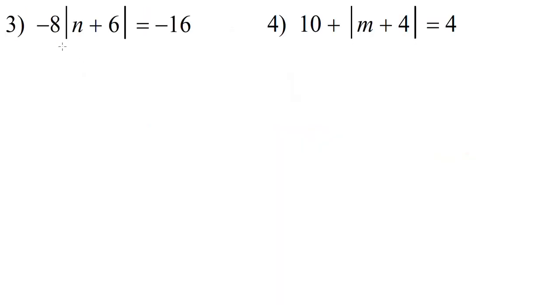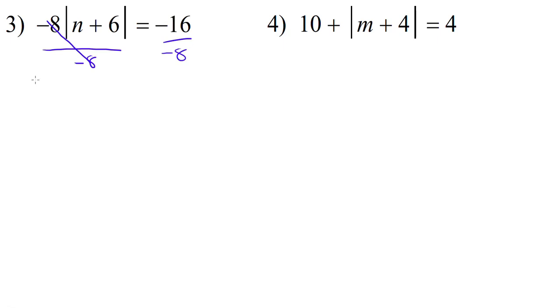All right, for number 3, we have negative 8 times the absolute value of n plus 6 equals negative 16. Now, in order to solve absolute value equations, we need to isolate the absolute value in the same way that we isolate variables. So in order to isolate this absolute value of n plus 6, we need to get rid of this negative 8, which is multiplying the absolute value of n plus 6. So in order to get rid of it, we are going to divide both sides by negative 8.